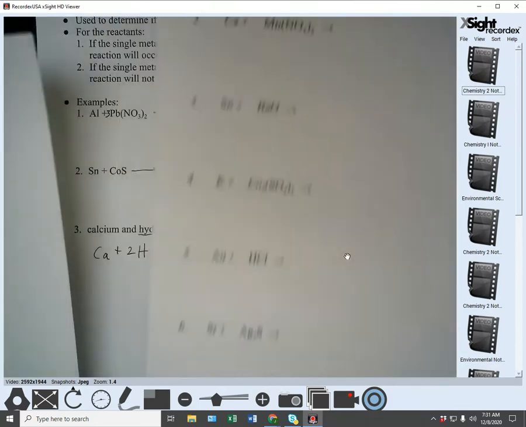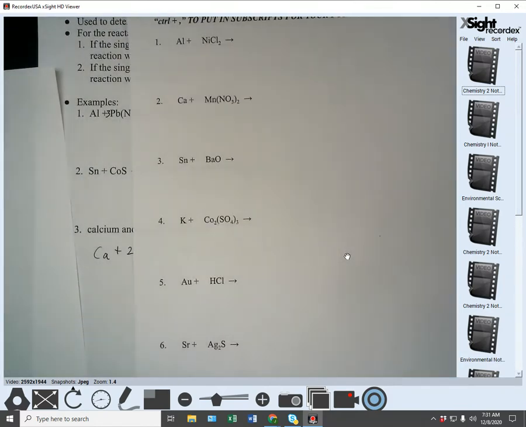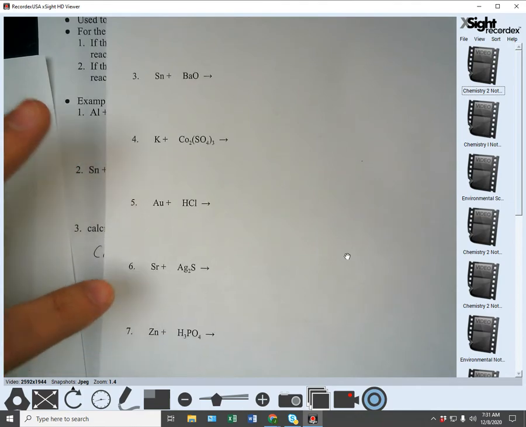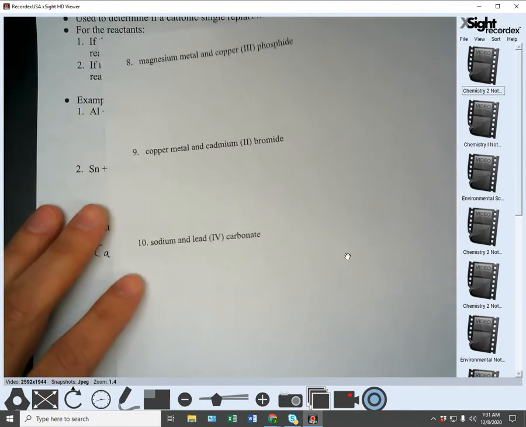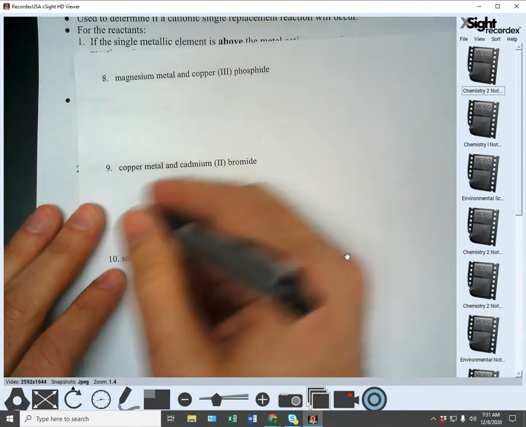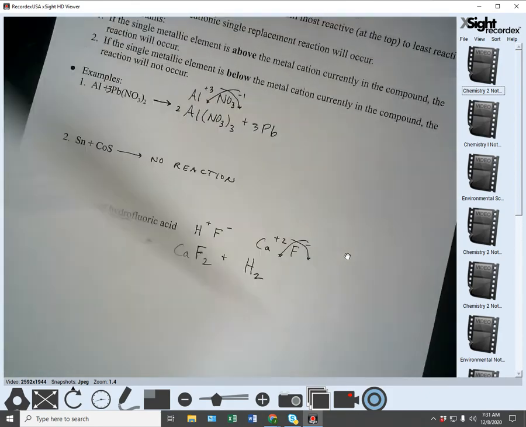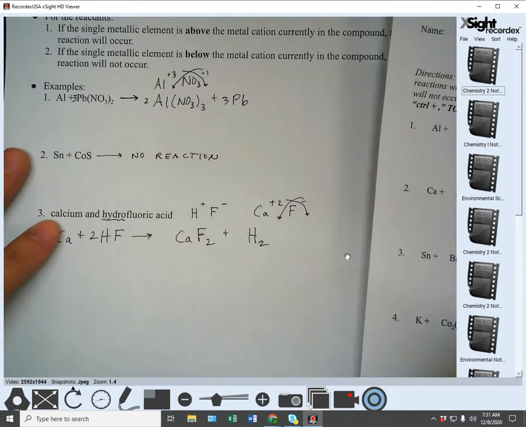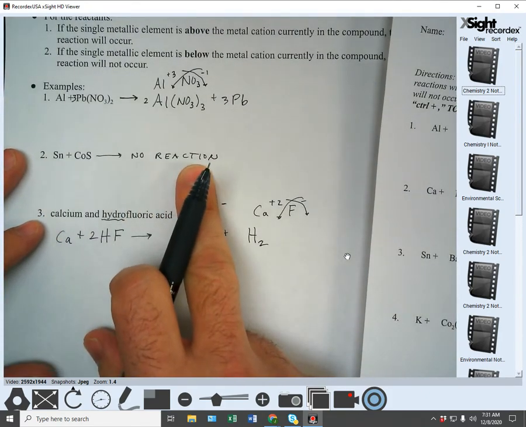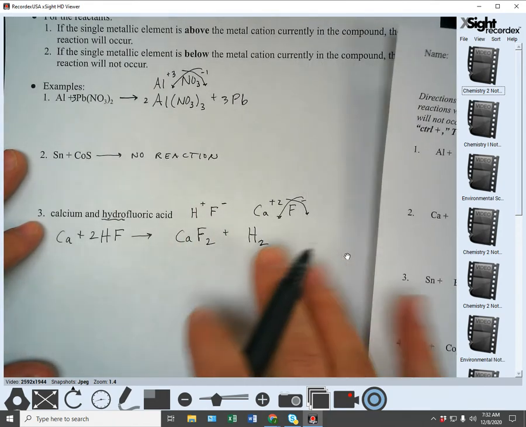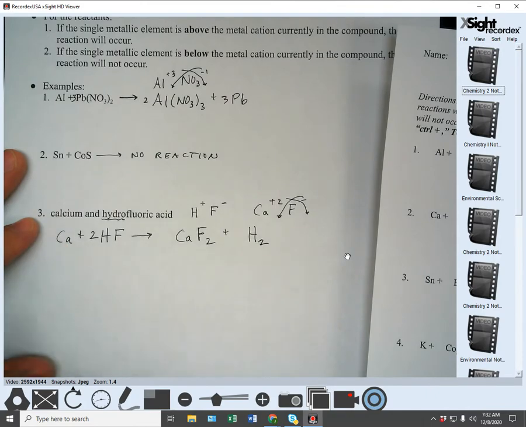Your homework, there are 7 that are like this, where I already give you the compounds in the beginning part, and then there are 3 on the back that are words. You've got to turn it into the formulas and then see if it'll occur or not. If it doesn't happen, you just write no reaction. If it occurs, then write the complete balanced chemical equation.